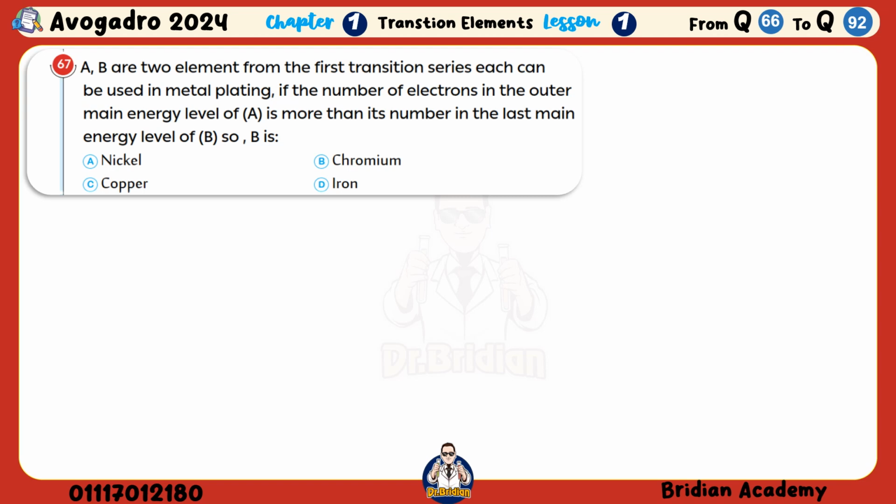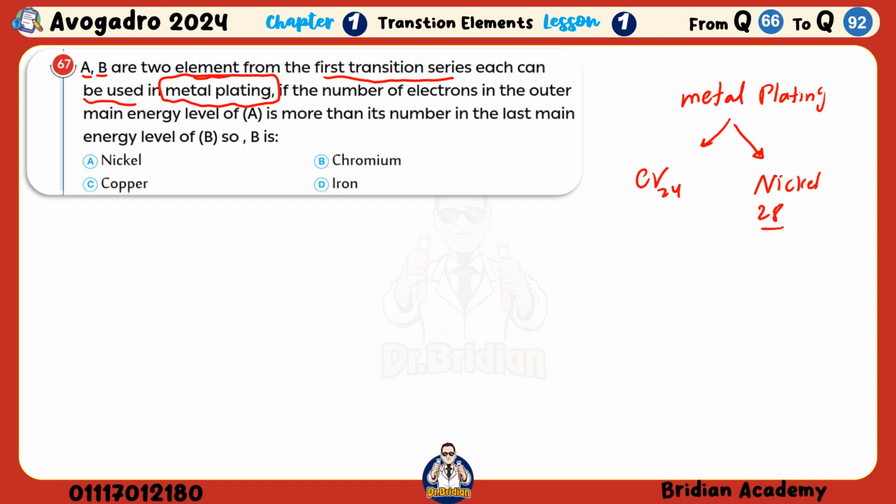Question number 67. A and B are two elements from the first transition series that can be used in metal plating. When he mentions the word metal plating, you should know that the common elements used in metal plating are two: first, chromium 24, and second, nickel 28.